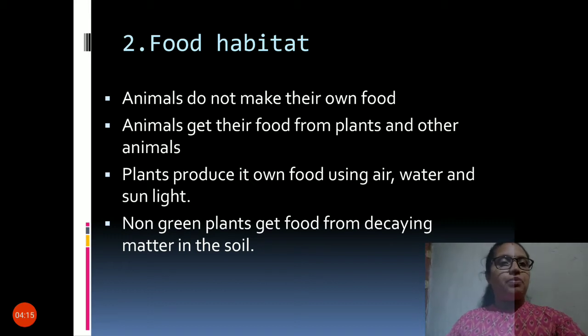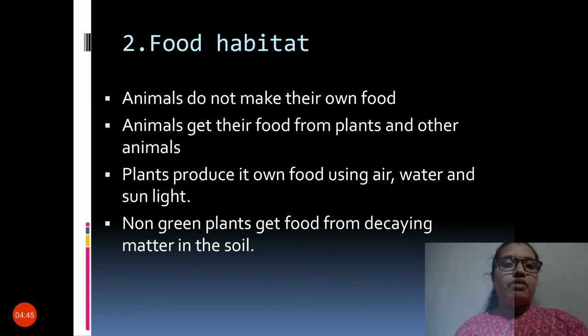But plants produce their own food. Plants will not use other plants to eat, or other animals to eat, but plants produce their own food using air, water and sunlight. These are available in nature itself: water, air and sunlight. Using these, plants will produce food. There is the presence of chlorophyll. It is there in the leaf of a plant. It will help the plant to generate its own food.